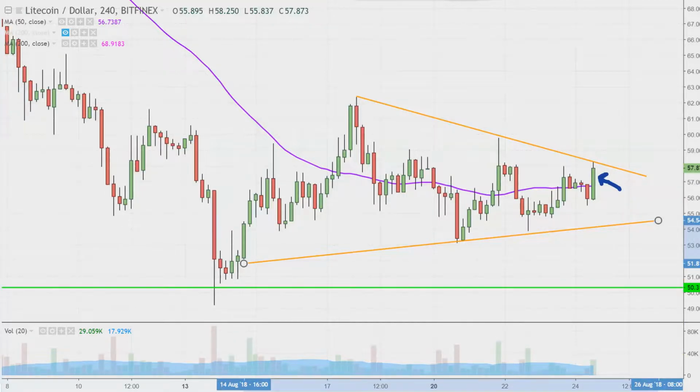But as things stand right now, you have this big symmetrical triangle in play, and the big question revolves around that 57-ish level and then the 54 level. And no matter when you watch this, that's going to keep the current quote-unquote story as updated and relevant to you as possible.